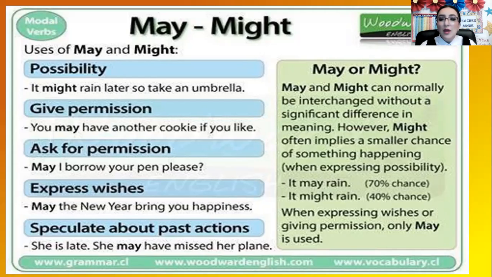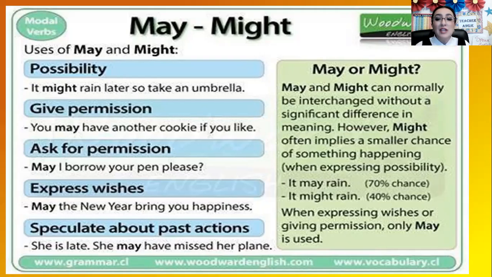Well, when expressing possibility, when you are going to be talking about possibility and you think that there is a chance that something is going to be happening, well, that's when you are going to be using might instead of may. For example, it may rain, 70% of chance or opportunity. It might rain, 40% of chance. Okay, so might is lower than may. That is going to be how we are going to be using it.